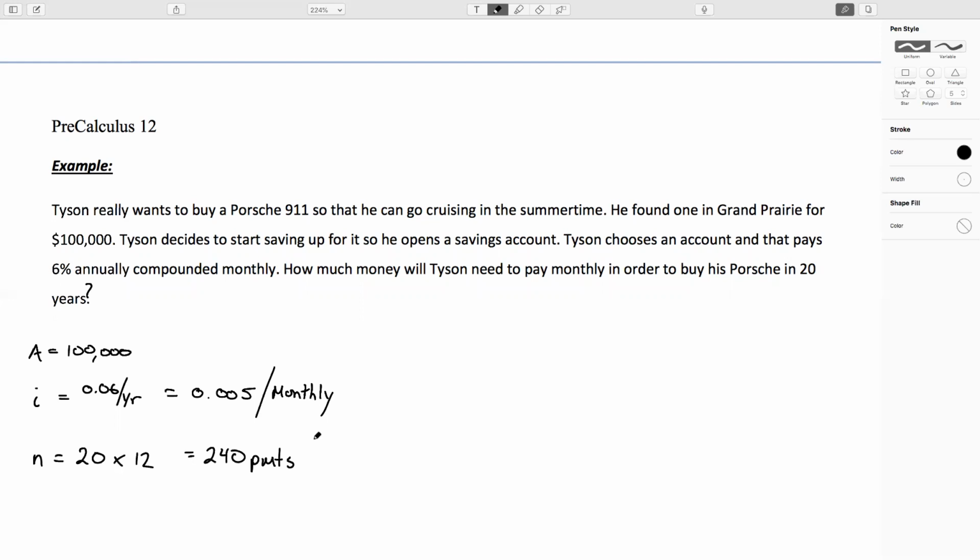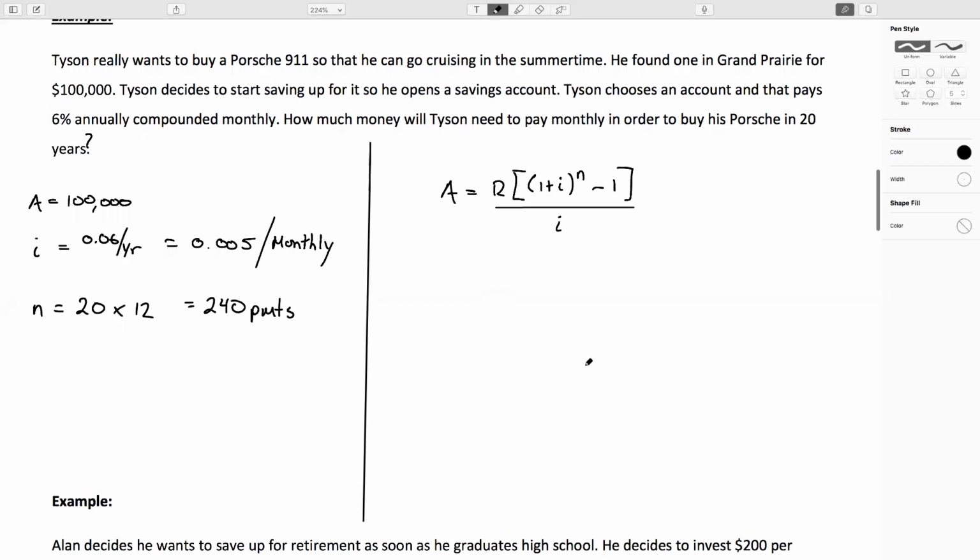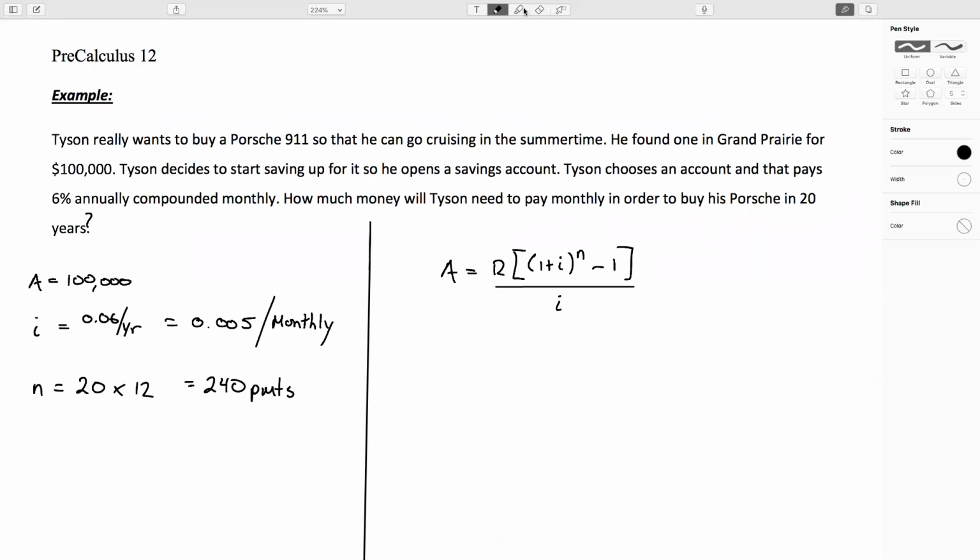All right, so start with our formula. A equals R times (1 plus I to the power n minus 1) divided by I. Okay, and now we've got a decision to make. Do we want to just multiply our variables and move them around, or do we want to plug in our numbers first? I always recommend you move your variables before you put numbers in because it's going to be cleaner and you're less likely to make a mistake. So we want to solve for R. We want to figure out what's his regular payment.